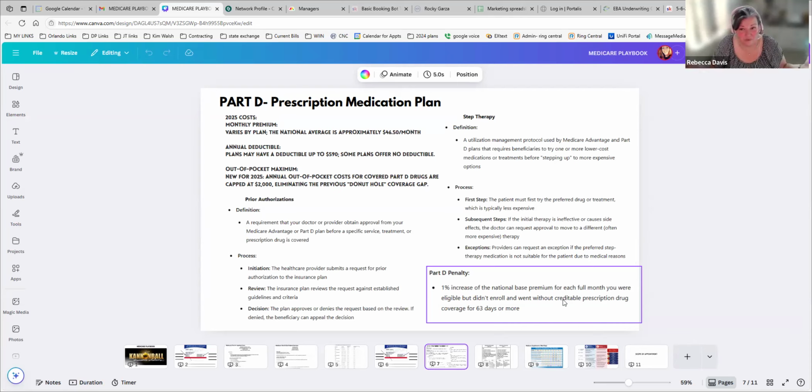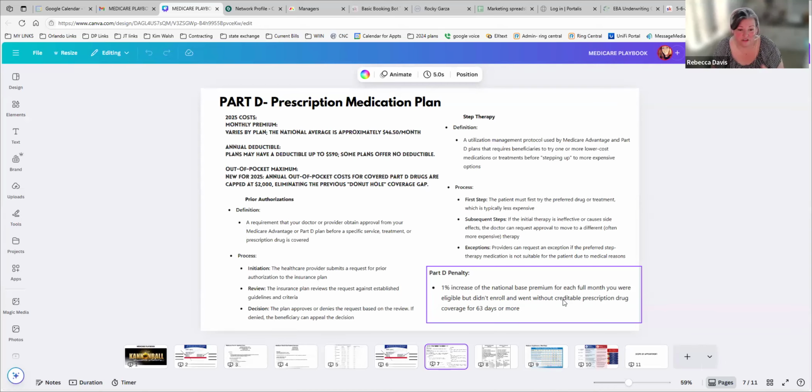It actually doesn't matter which one you get first. Whichever one goes into effect first, that 63-day timer starts. And if you don't have a Part D plan, even if you don't have the other half of Medicare, you're going to get hit with a penalty, because for Part D, you only have to have either A or B, not both.